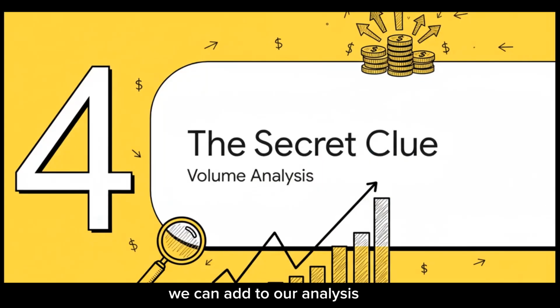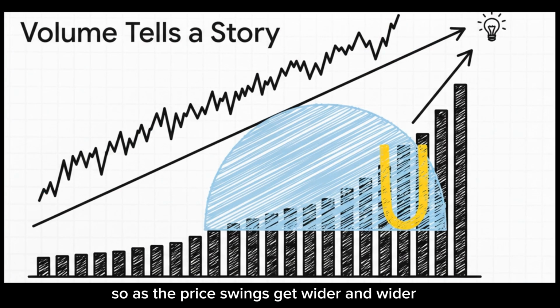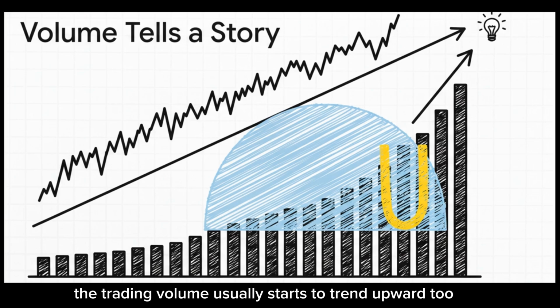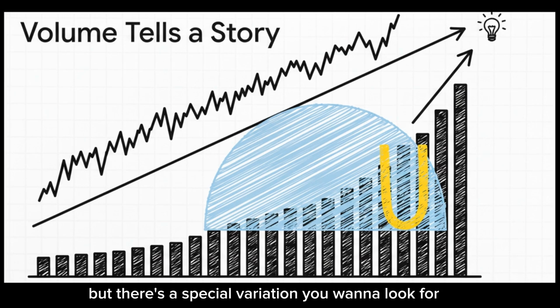But wait, there's more. There's one more layer we can add to our analysis to get an even better read on the situation. A secret clue, if you will, that can help confirm what the price is telling us. And that clue is trading volume. As the price swings get wider and wider inside that megaphone shape, the trading volume usually starts to trend upward too. A lot of the time, if you trace the tops of the volume bars, it makes a dome-like shape. But there's a special variation you want to look for that's a huge tell for a successful upward breakout.